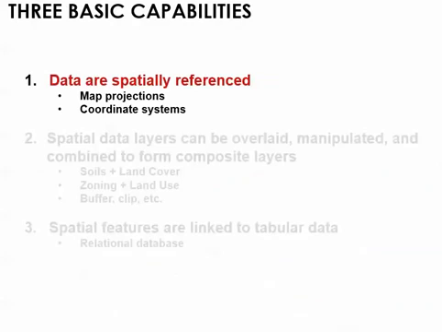There are 3 basic capabilities in GIS that distinguish it from other programs that can generate similar outputs, such as maps. For instance, AutoCAD. You can create maps in AutoCAD. However, it does not have these 3 basic capabilities that GIS does have. One being that the data is spatially referenced. And the way that we're able to do that is through a very scientific process that is map projections. And we use coordinate systems to be able to project our maps.